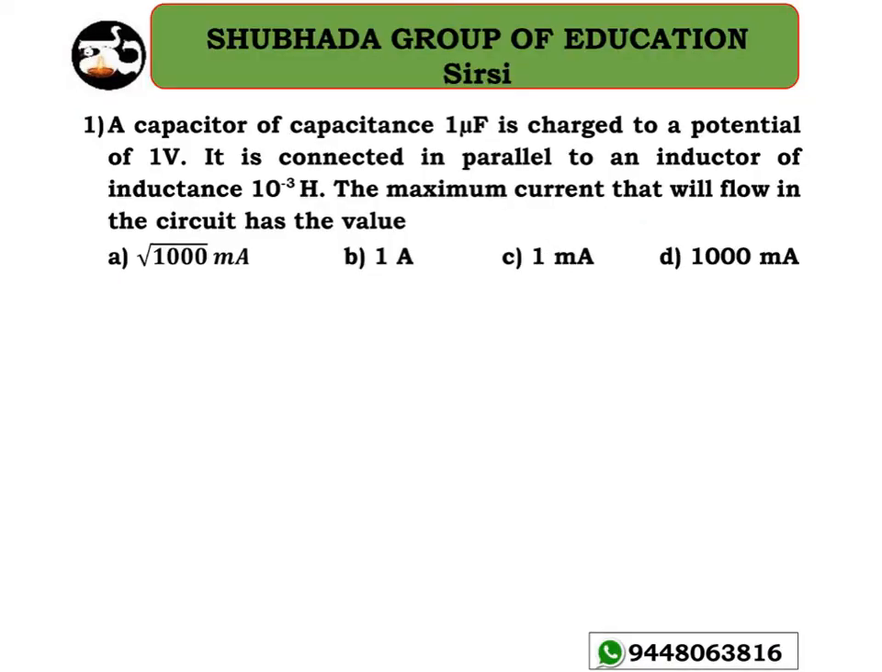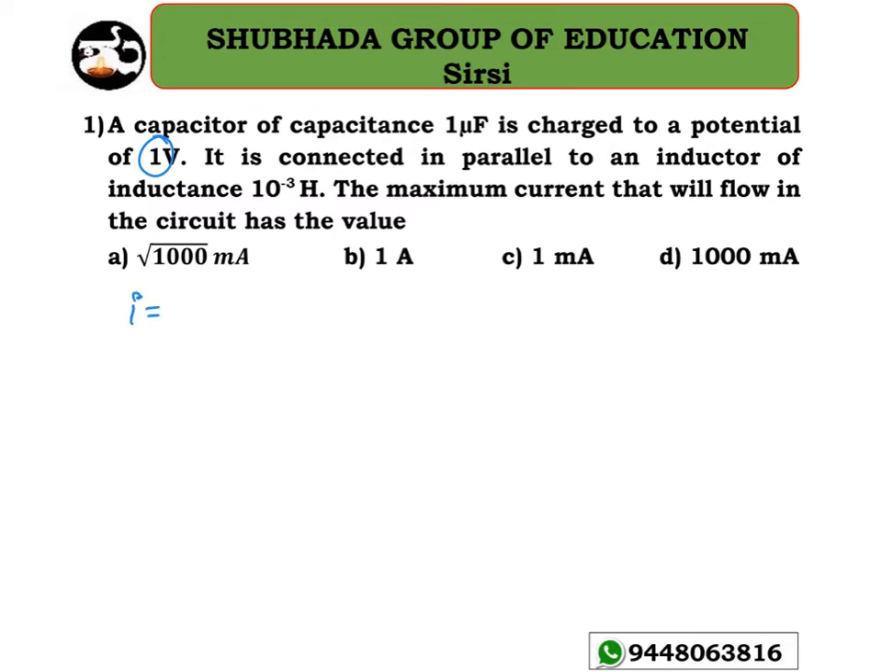The first problem from alternating current. A capacitor of capacitance 1 microfarad is charged to a potential of 1 volt. It is connected in parallel to an inductor of inductance 10 to the power of minus 3 Henry. The maximum current that will flow in the circuit has the value. Clear? So I need to calculate the value of the current.